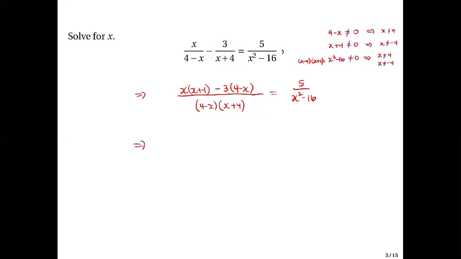And then let us simplify the numerator. The numerator, you will have x squared plus 4x minus 3 times 4, that's 12, or that's minus 12. And then we have minus 3 times minus x, that's plus 3x. On the denominator, if you get this guy here, what you will get is 16 minus x squared. The other side here, we will have 5 over x squared minus 16.